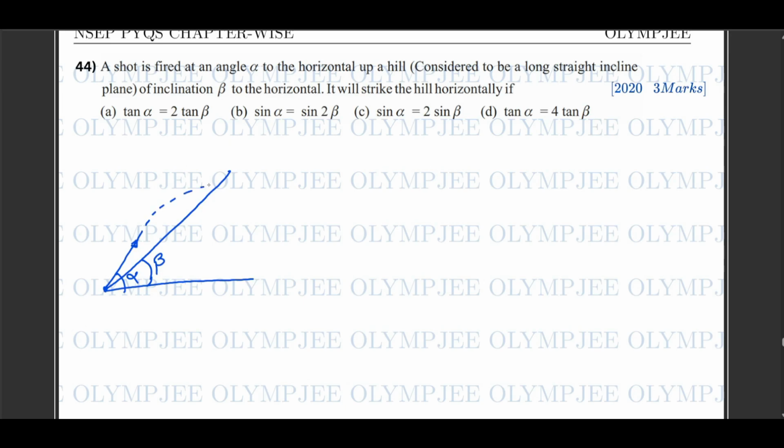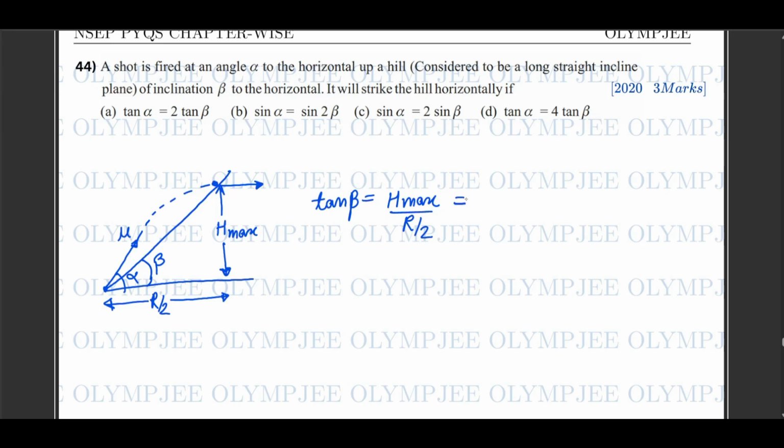So when it hits the hill, it has only horizontal velocity, which is possible if this point is the maximum height of the projectile at angle alpha. So consider initial velocity be u, and this point will be the maximum height of this projectile, and we know that maximum height is at half of range in horizontal direction, so this will be R by 2. From here we use the formula that we already know for H max and range.